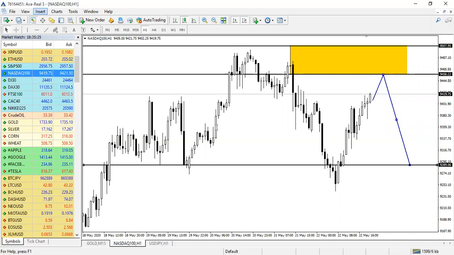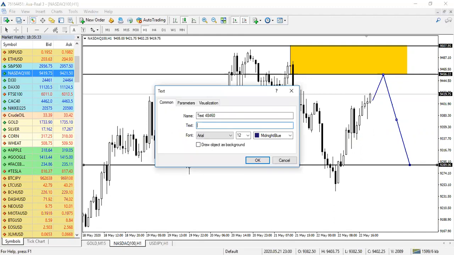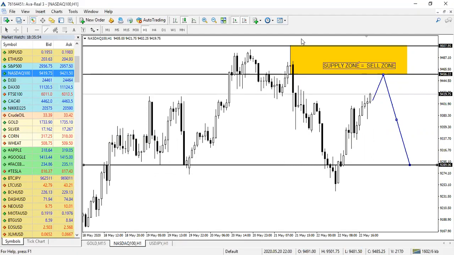I go from higher time frame to my small time frame. That's how I analyze it. So my supply zone is equal to my sell zone. Same story that I use over and over. So once you've marked your zone, remember your stop loss goes there. So that's where your stop loss is, above the zone.